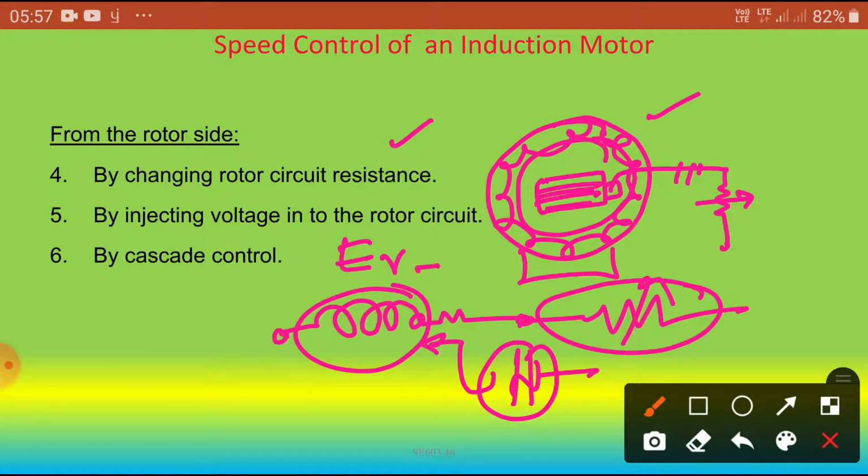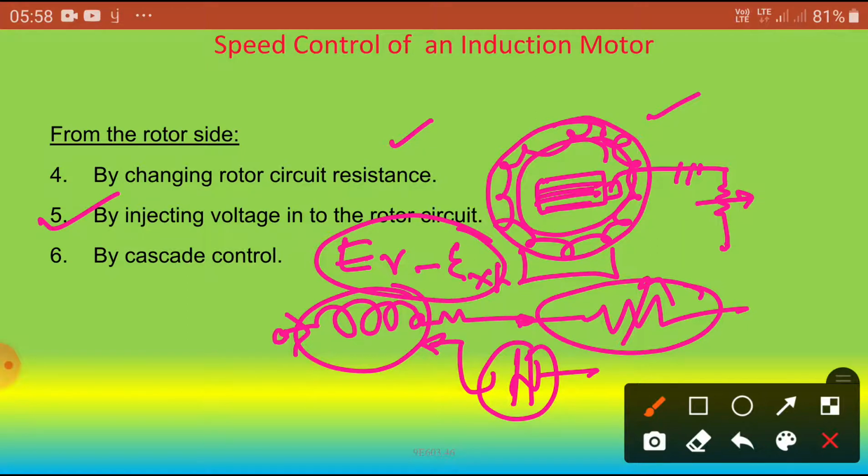By injecting some voltage from an external source, the voltage difference will change. That means the current flowing through the rotor circuit is changed. During this process, we are going to change the speed. That is the second concept.